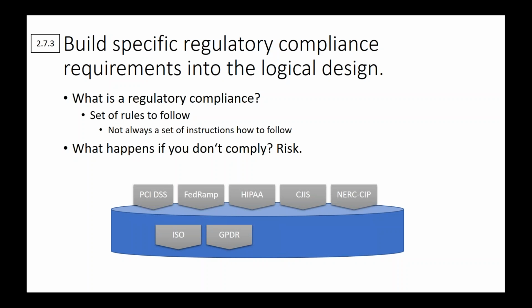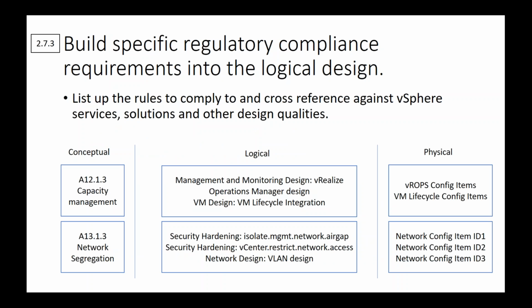So let's say you have a PCI DSS workload. How will separation of duties, role-based access control, management component and layout, resource isolation, and data control be addressed? Most of these points have risks and need to be addressed accordingly. But how do you build them into a logical design? Each regulation has multiple sections, and each section has multiple requirements or rules to follow.